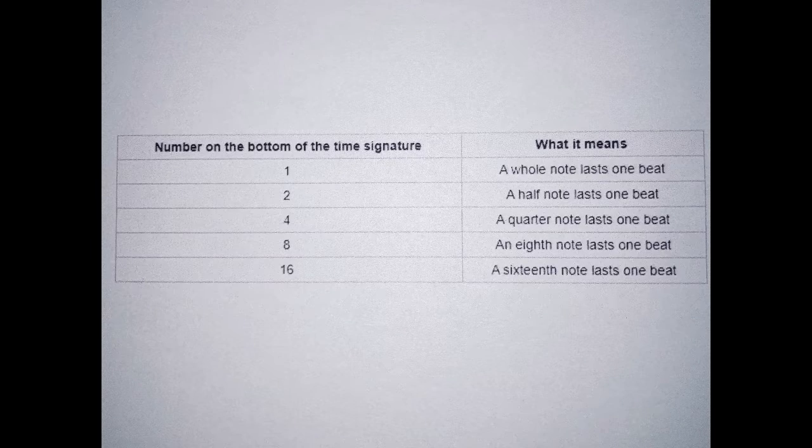So, if the number on the bottom of the time signature is a 1, that is a whole note. A whole note lasts 1 beat. 2 is a half note. A half note, in this case, gets 1 beat. The numbers make sense because there are 2 halves and 1 whole. So if we continue to go down the chart, 4 is a quarter note. A quarter note gets 1 beat. The number 4, because there are 4 quarters and a whole. 8 is an eighth note. An eighth note gets 1 beat, etc. The main thing to remember is that each number corresponds to a note, and that note lasts 1 beat.